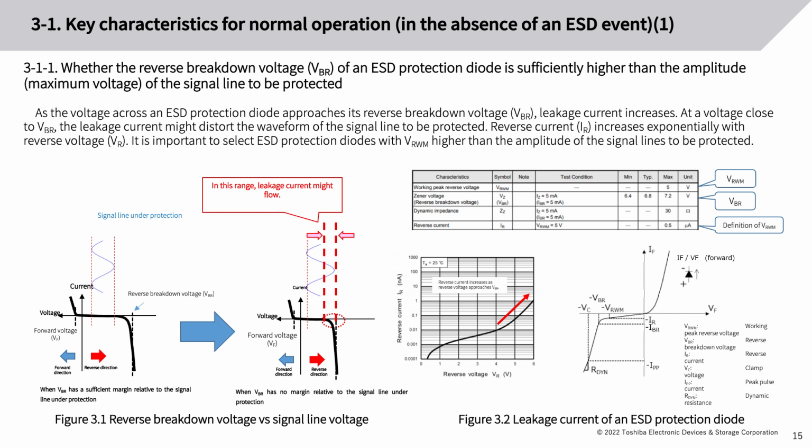Reverse current, IR, increases exponentially with reverse voltage, VR. It is important to select ESD protection diodes with VRWM higher than the amplitude of the signal lines to be protected.